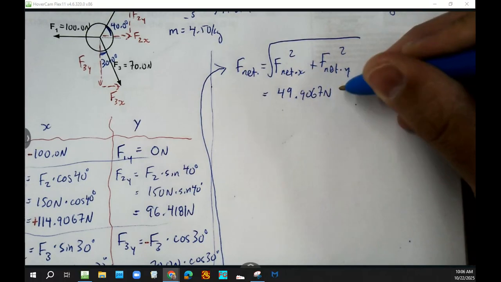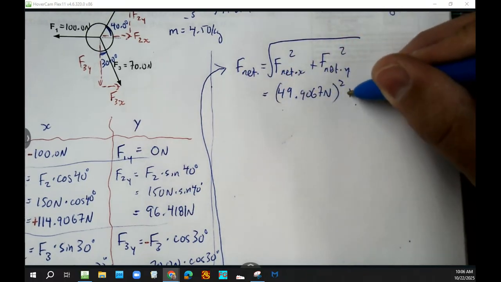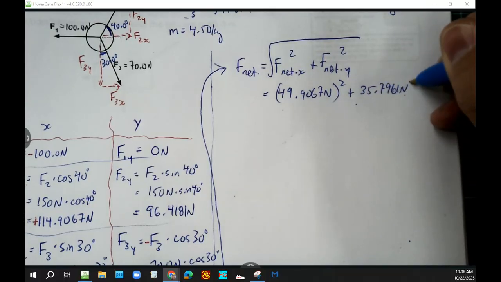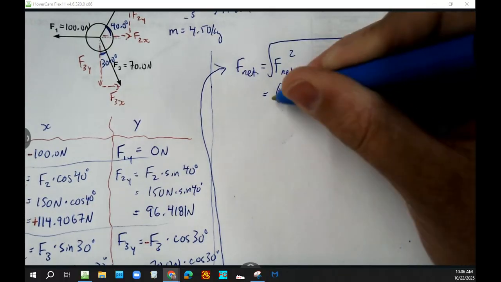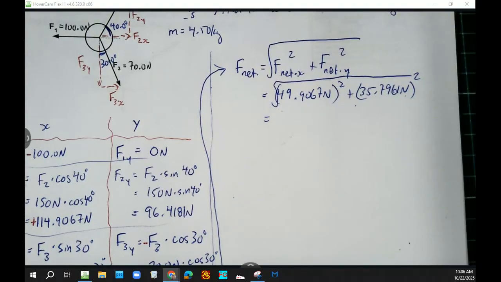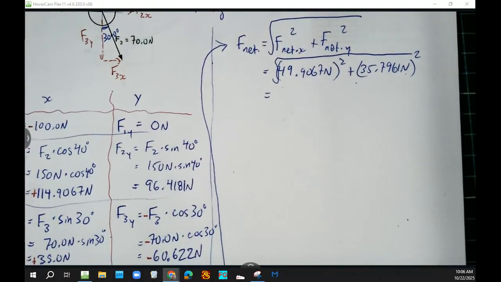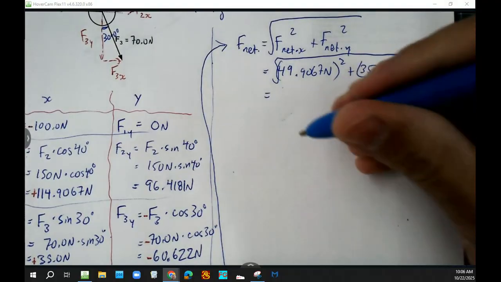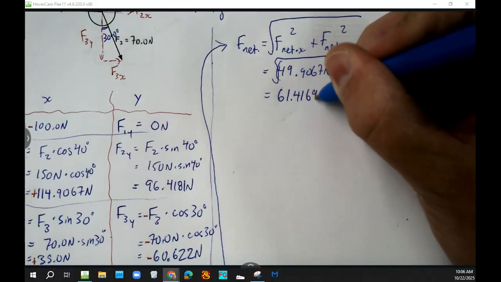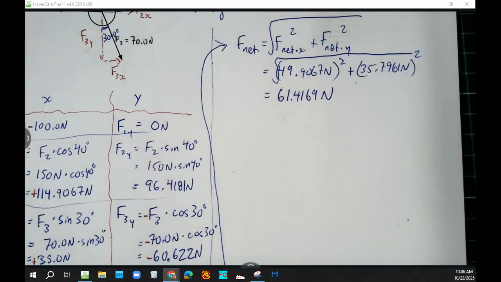49.9067 newtons, I think is what we said, squared, plus 35.7961 newtons squared, all rooted. And again, somebody who's quick on the draw, what's the net force on this thing? You don't have it again, do you? Phoenix, what'd you get? 61.416 newtons. Great. But now we still got to find the theta value.